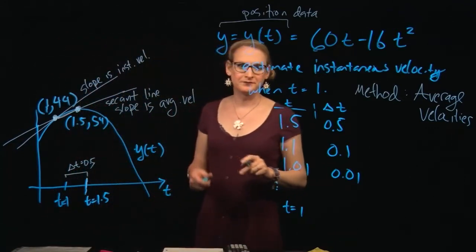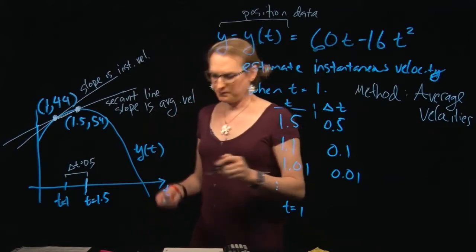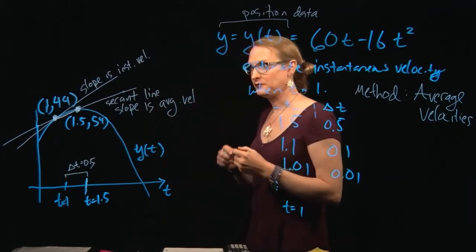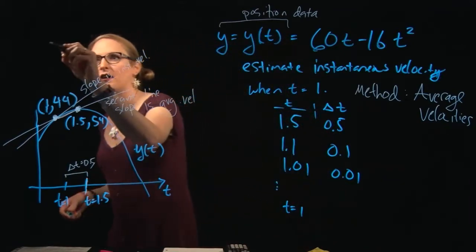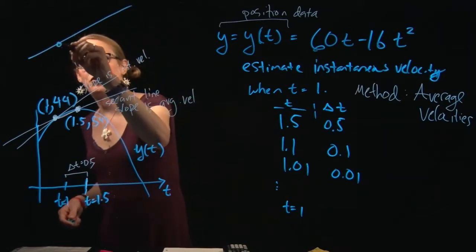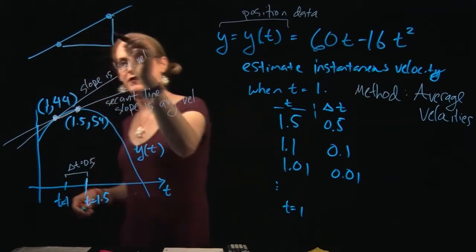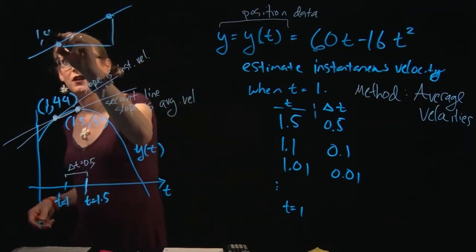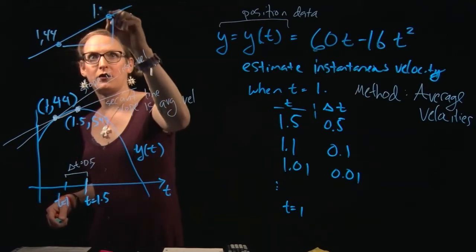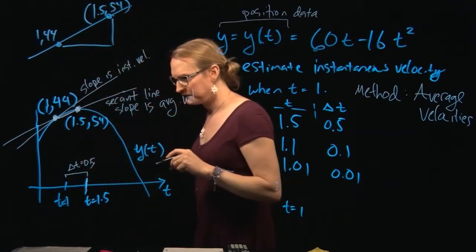Okay. So I have a line, I have 2 points on it, and I want the slope of this line. I have 1, 44 and 1.5, 54.